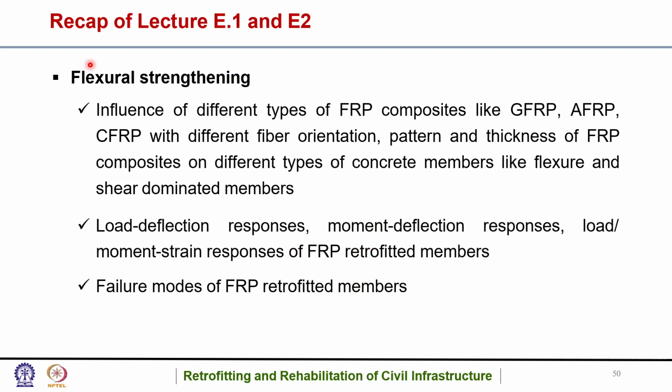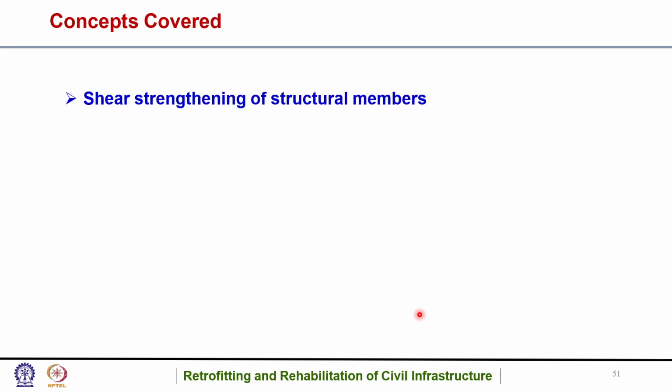So in the last lectures we basically studied the influence of different types of FRP composites like GFRP, AFRP, CFRP with different fiber orientation, pattern, and thickness of FRP composites on different types of concrete members like flexure and flexure-shear dominated members. Now we will study the shear strengthening. Further, we studied the load deflection responses, moment deflection responses, load moment strain responses of FRP retrofitted members, and failure modes of FRP retrofitted members. So in this lecture, we will be covering the shear strengthening of structural members.